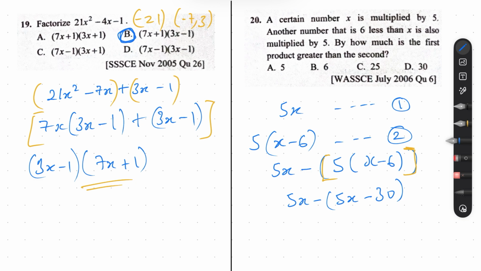Now let's expand this and simplify. Be careful, because this is in brackets, so the negative will affect the terms inside. We have 5x minus 5x, and then minus becomes positive, so we have plus 30. So 5x minus 5x is 0, and we are left with 30. Our answer is 30. Do we have 30 here? Yes, we have 30 here, which is D. So we circle D.